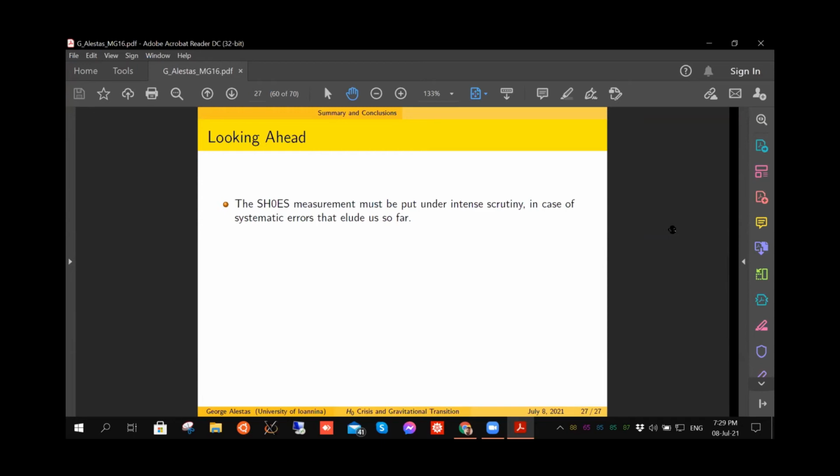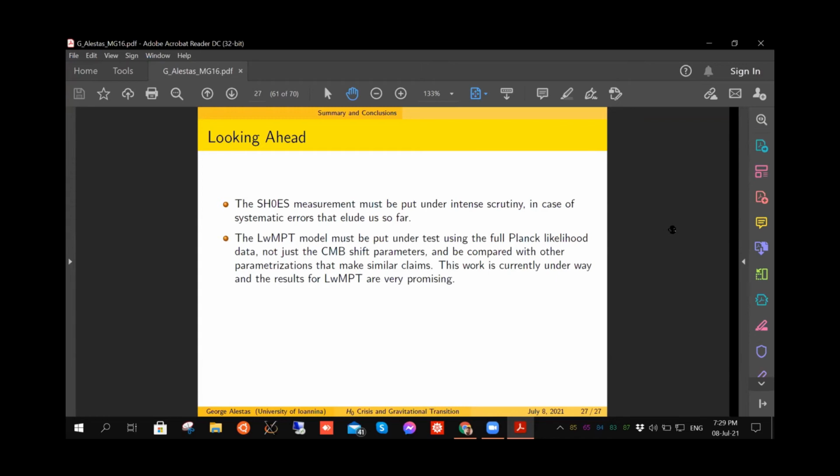Looking ahead, in my opinion, the Cepheid measurements must be put under intense scrutiny in case of systematic errors, which is a huge question that eludes us so far. And the LWMPT model as well must be put under test using the full likelihood data, not just the CMB parameters that we already did, and be compared with other parameterizations that make similar claims. This work is currently underway, and we have some very promising results, not so much for the transition in dark energy as for the transition in the absolute magnitude.